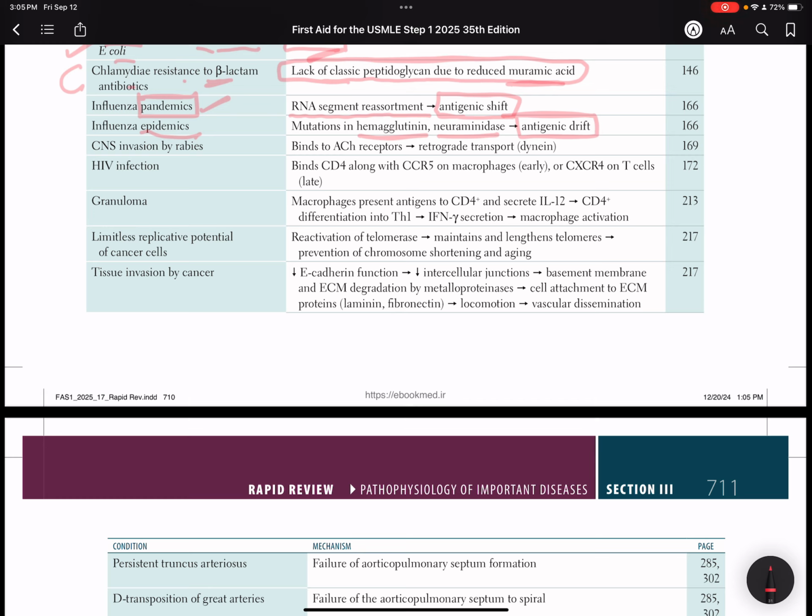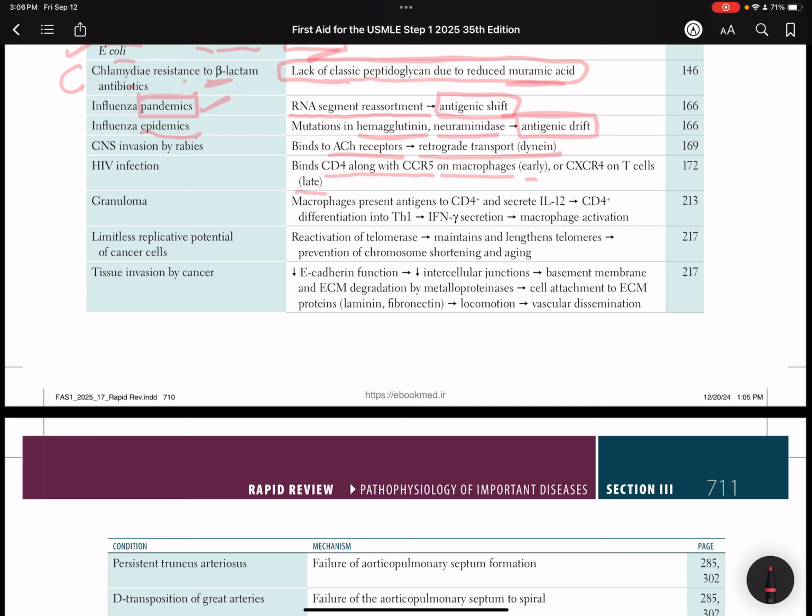Next condition is CNS invasion by rabies. Rabies binds to acetylcholine receptors, which leads to retrograde transport via dynein. Next condition is HIV infection. HIV binds CD4 along with CCR5 on macrophages early or CXCR4 on T cells late.